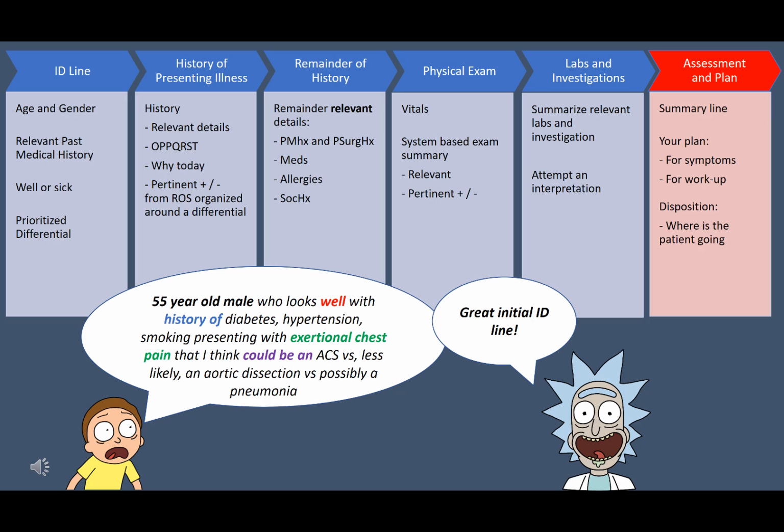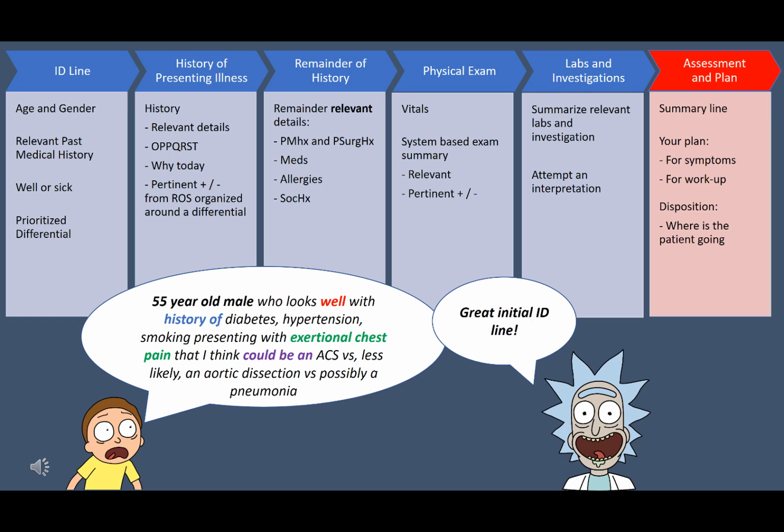When discussing your HPI, present relevant details giving a chronologic story. It's important to give a good pain history and to address why your patient is here today. Instead of presenting a long, unorganized review of systems, present a list of pertinent positives and negatives that are organized around a differential. For the remainder of a patient's history, present only the relevant information. For example, you don't need to list all of a patient's medications, but if they're coming in with a history of atrial fibrillation and have chest pain, I'd like to know what the patient is taking for rate control and for anticoagulation. Similarly, I don't need to know all of a patient's allergies, but if we're treating an infection, I'd like to know what antibiotics they're allergic to.